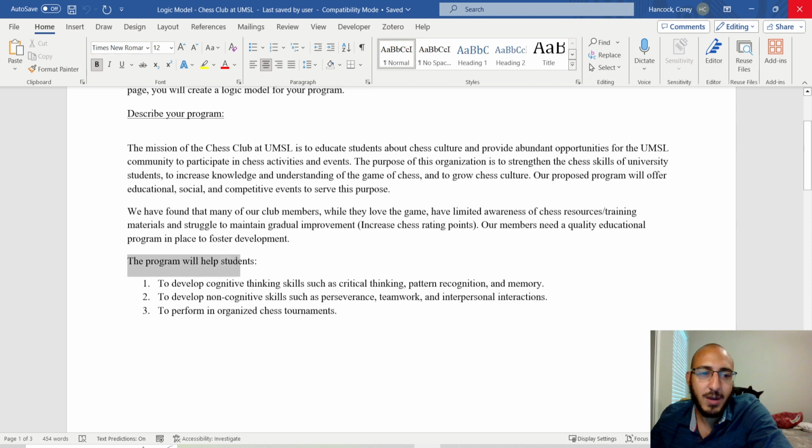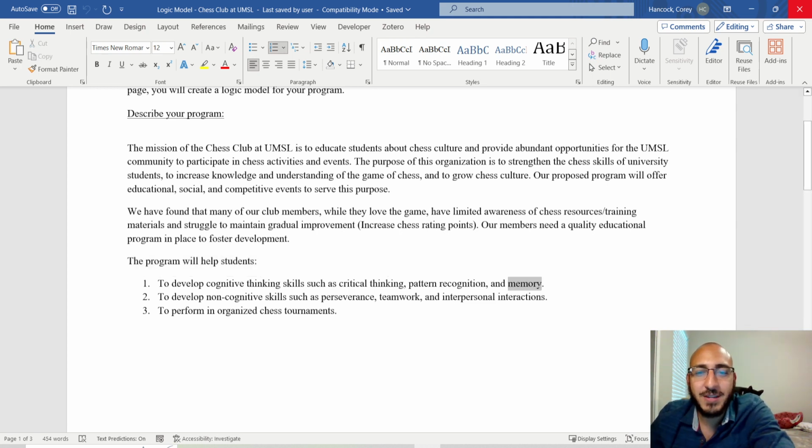Our idea for this chess club is to help students at UMSL develop cognitive thinking skills such as critical thinking, pattern recognition, and memory. Chess is obviously a very big thinking game, and a lot of the aspects of growth in the game come from building that critical thinking understanding, learning how to think essentially, and developing pattern recognition by solving different puzzles and asking the right questions.